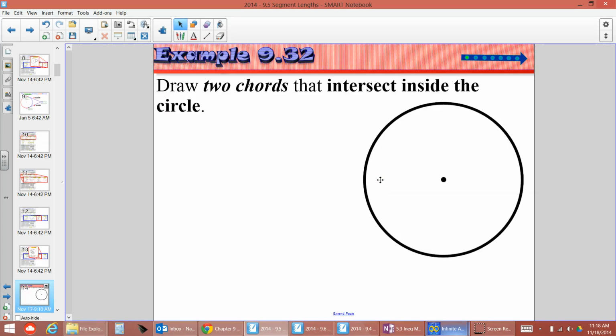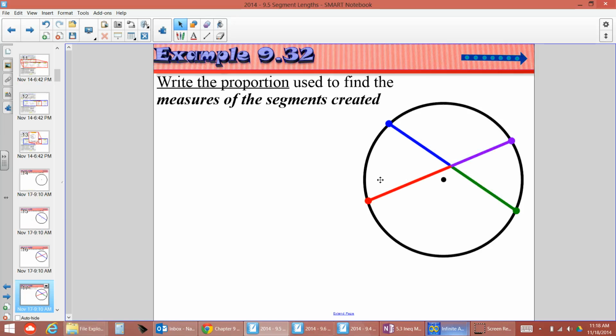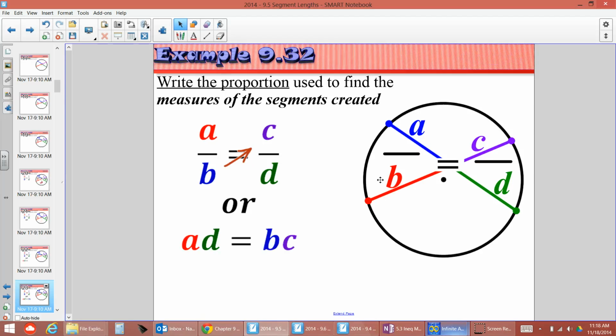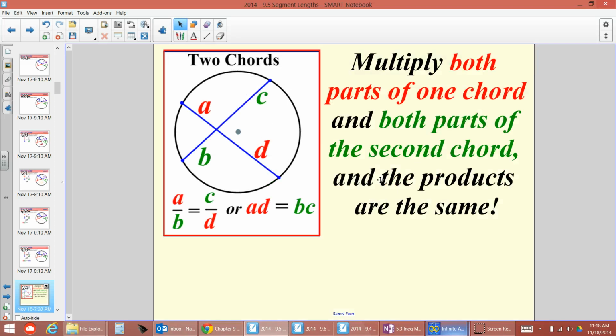So for example, 9.32, please draw two chords. Label them as ABCD, like this. And then put in your ratio pieces and write out the ratio. A over B is equal to C over D. Extra credit points right there. Cross multiply, and you'll get AD equals BC. You're going to multiply both parts of one chord and both parts of the second chord, and the products are the same. Notice how this is one chord. We have A times D is equal to the other chord, B times C.